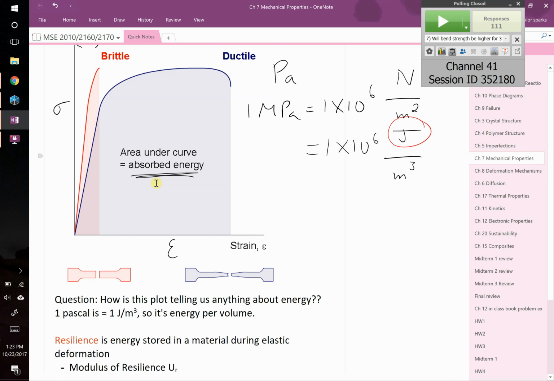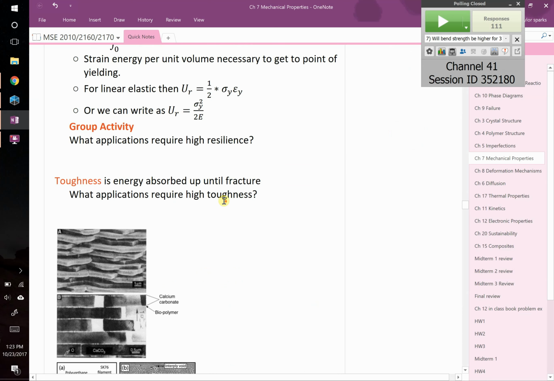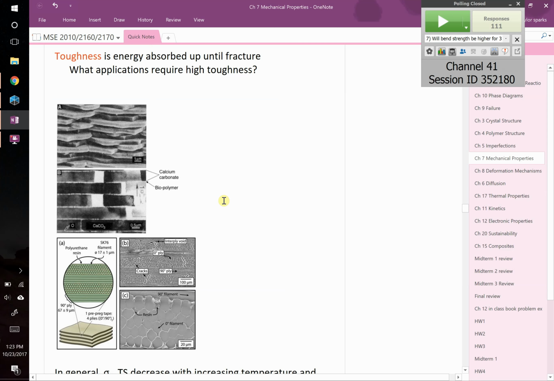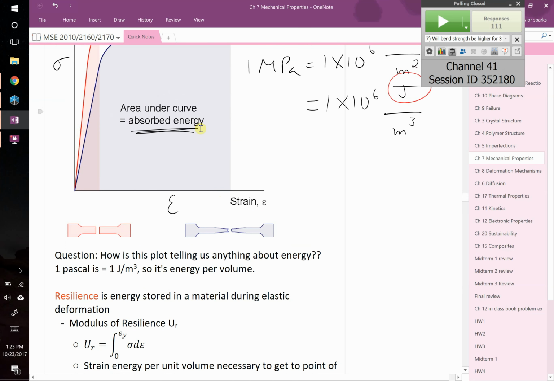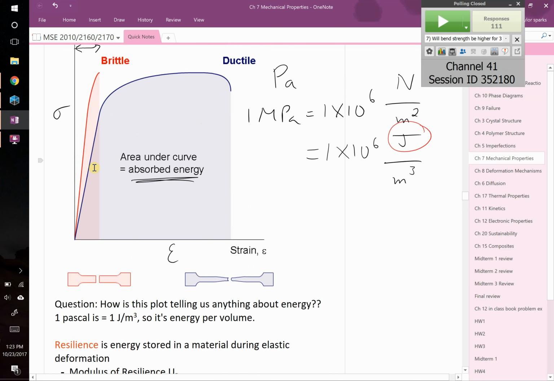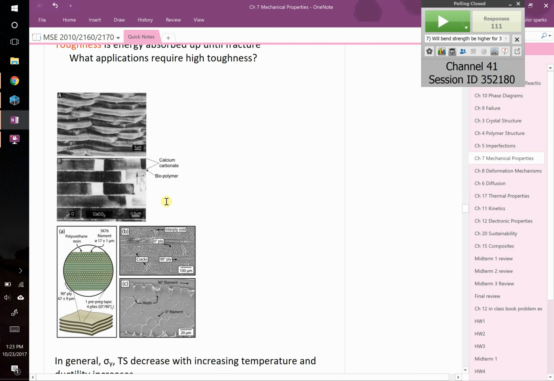So bulletproof vests. We'll show you how engineers have mimicked what nature does in doing that. You want to absorb energy, right? Okay. So here's some examples of high toughness materials. Again, the area under this entire curve is the toughness, and the area just under the elastic region is your modulus of resilience. So materials that have high toughness are often things that are layered structures.